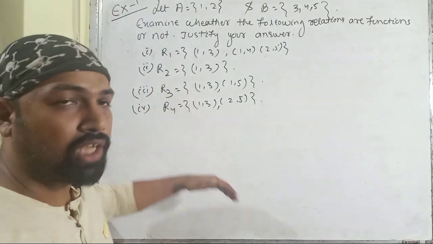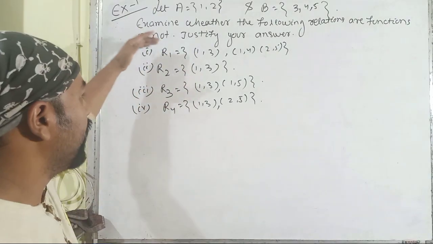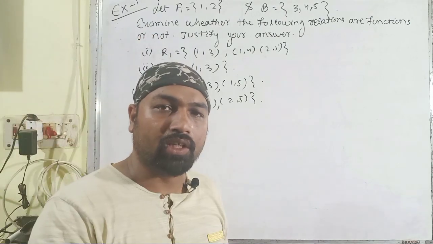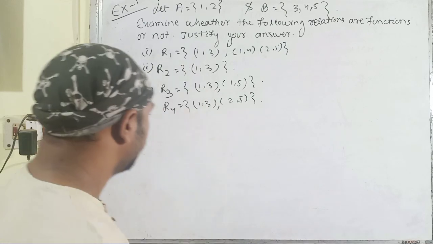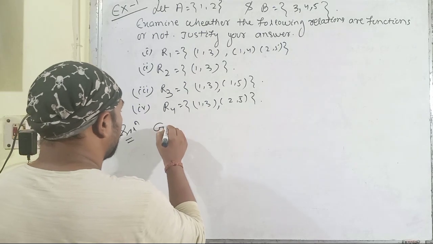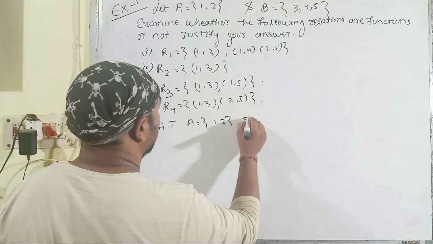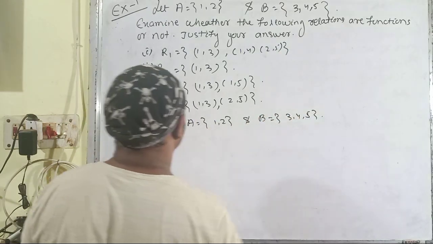These are four relations I have taken here, and we have to check whether these relations are functions or not. If they are functions, then it is okay. If they are not functions, then we have to justify it. So here is the solution. Given that set A is equal to {1, 2}, and set B is the set of the elements 3, 4 and 5.